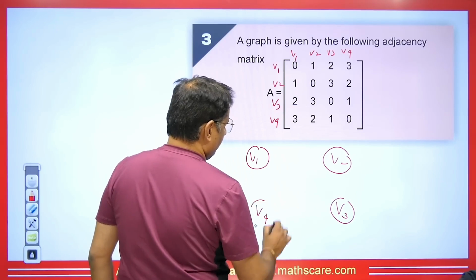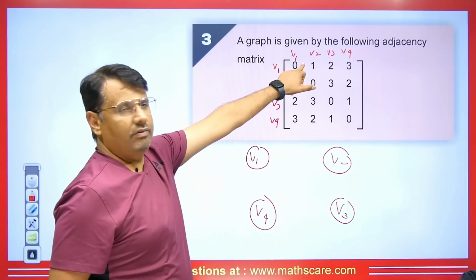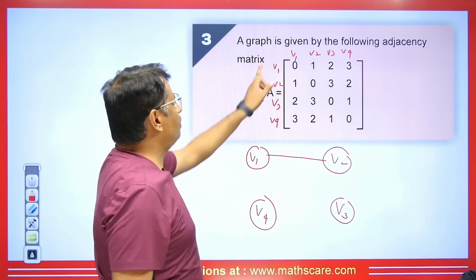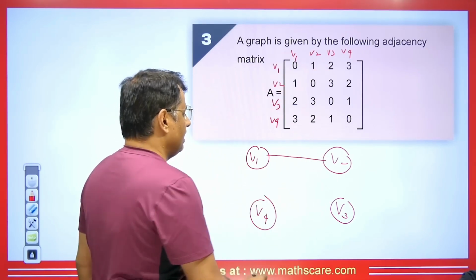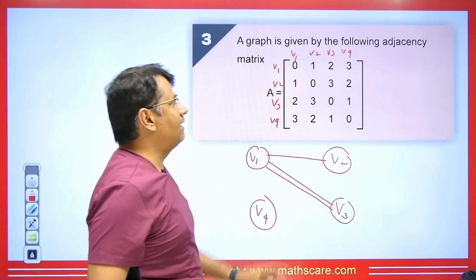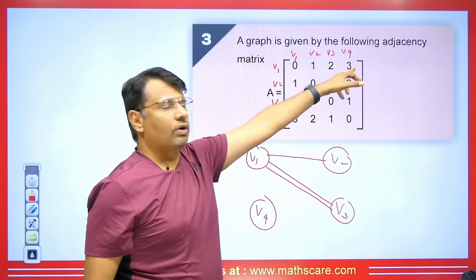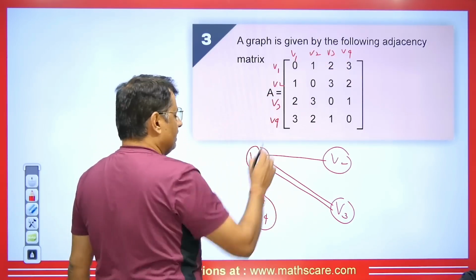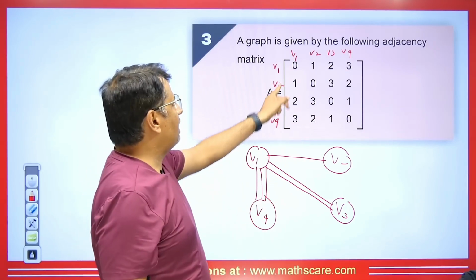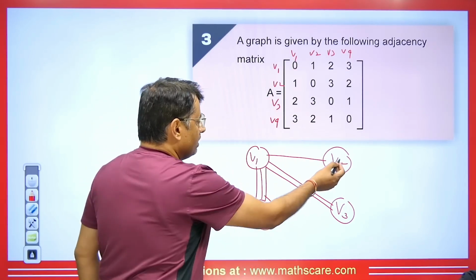Okay, students, firstly, see V1. There is no self loop on V1. V1 is going to V2. 1 will come here. So from V1 to V3, we have 2 coming in. So there will be 2 edges connecting it. Is this clear? You need to pay attention to it. From V1 to V4, here 3 is coming. So we will have 3 edges connecting V1 to V4. Okay, students, let's talk about V2 to V1. So there is one edge connecting them.